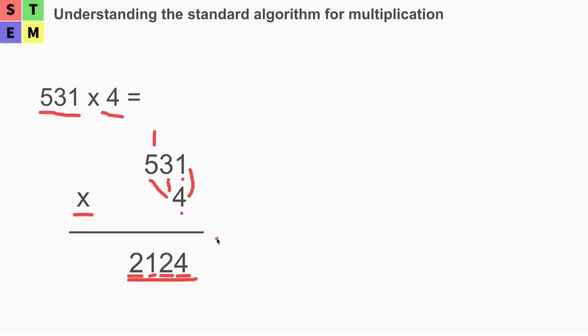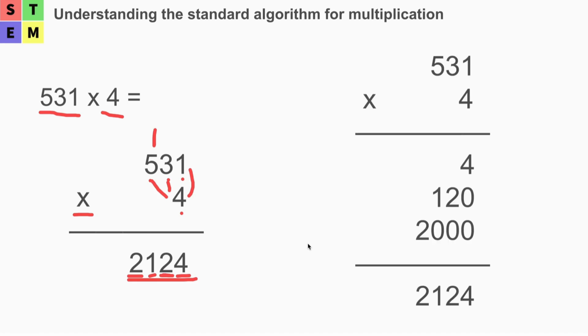So again, 4 times 1 equals 4. 4 times 3 is 12, so we write 2 here and carry 1 over, and then 4 times 5 is 20. 20 plus 1 is 21. So the result we have here is 2124.